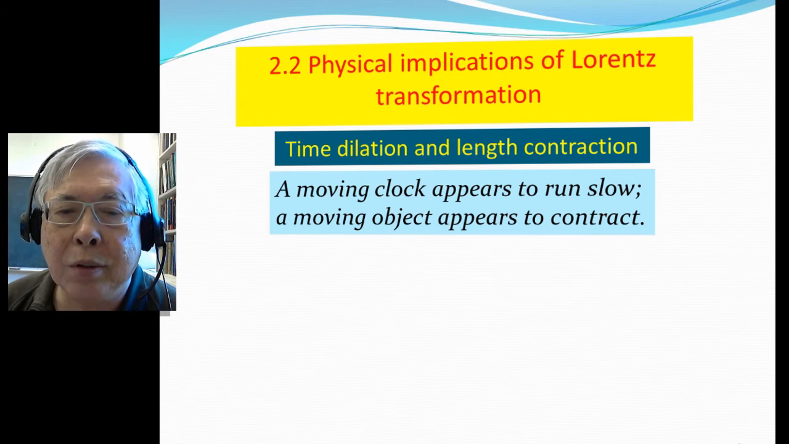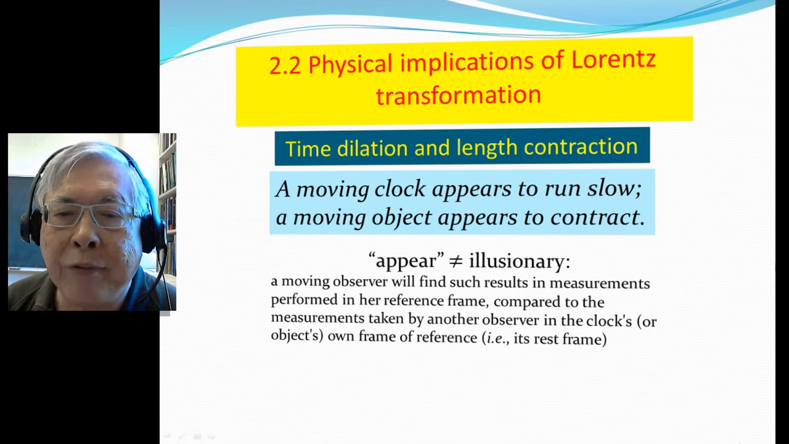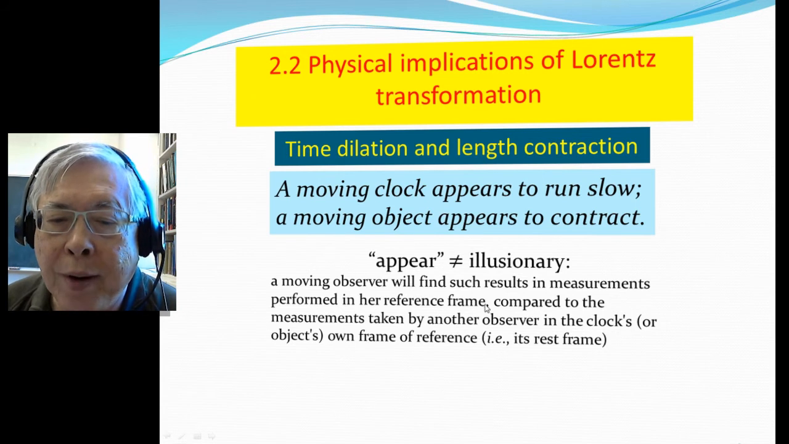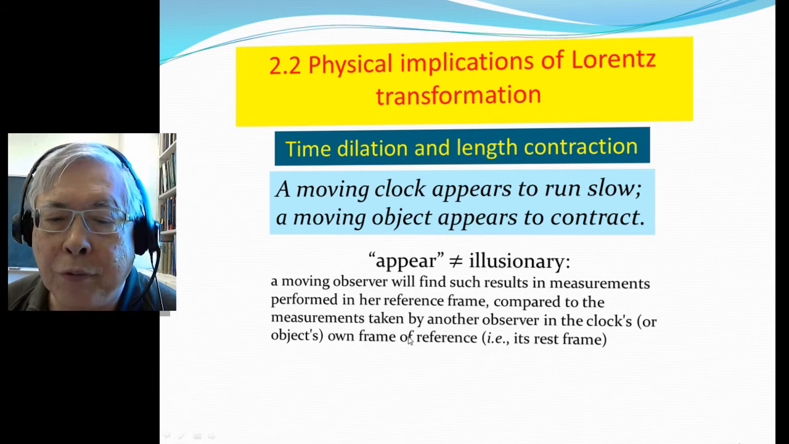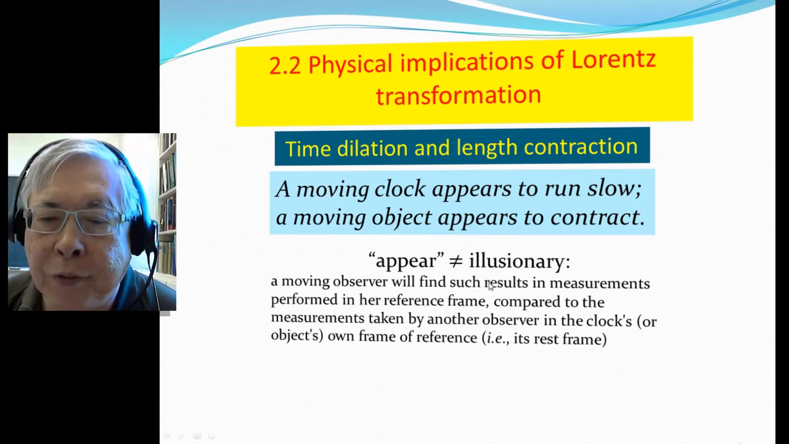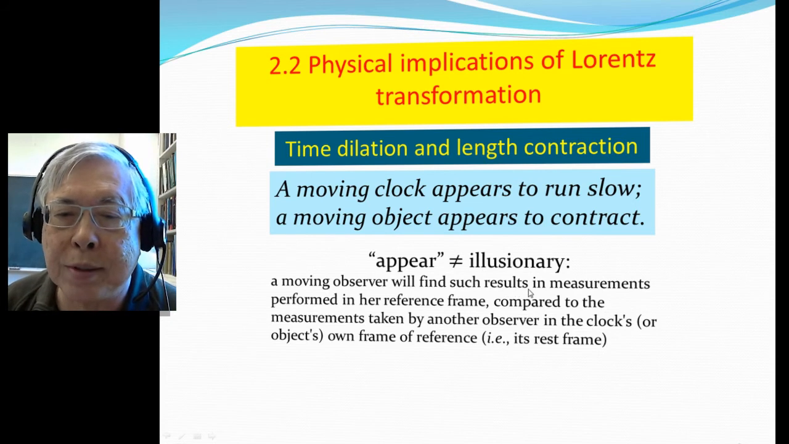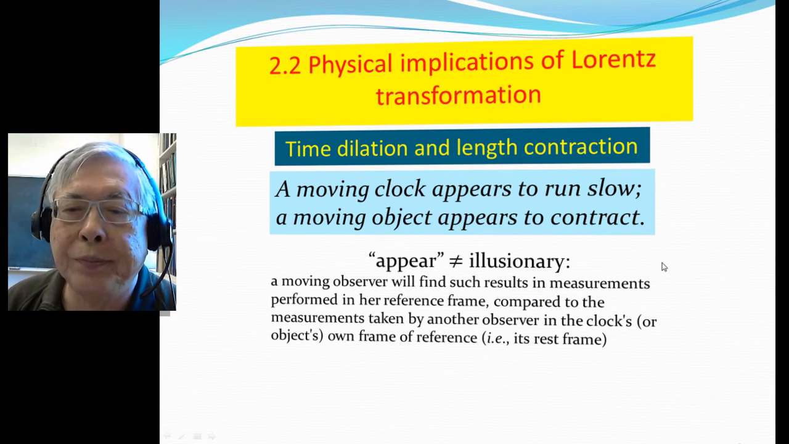Okay. Now, we use the word "appears" here. You should understand that does not mean these effects are illusionary. Because a moving observer will find such a result in the measurements performed in his or her reference frame, compared with the measurement by an observer in the clock's or object's own rest frame. So different observers will make different physical measurements. They are physical results. They are not just illusionary effects.